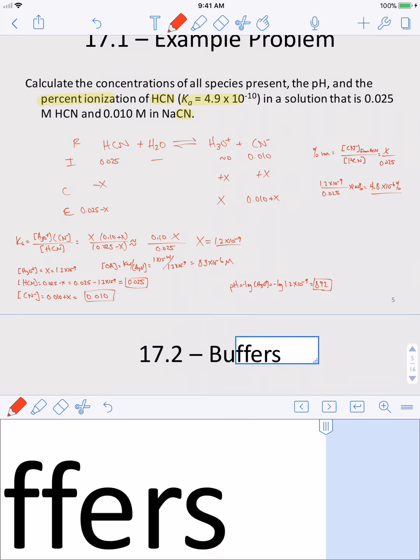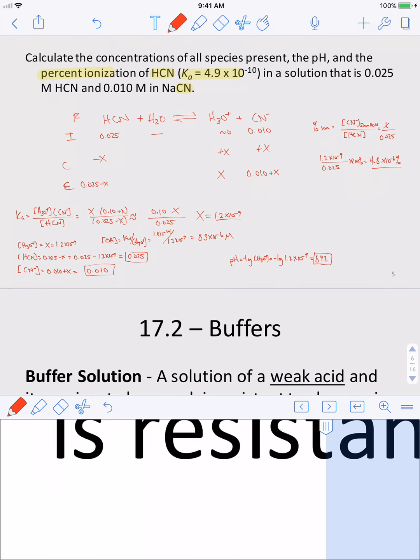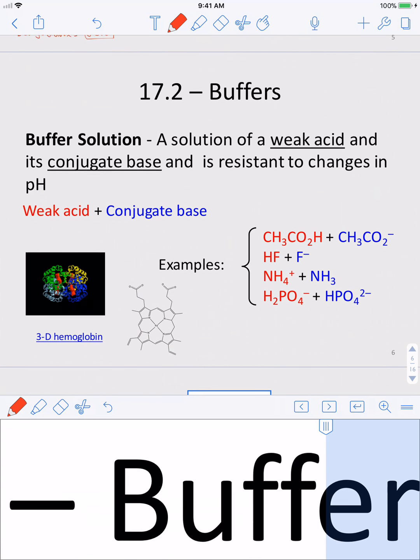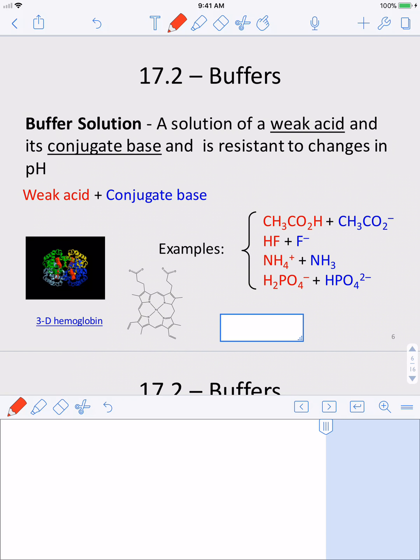All right. So the next concept is buffers. Buffers are really, really important. If there's one thing that my biologist friends should take from this class to your biology degree, it should be buffers. Buffers are solutions that resist changes to pH, and for biology this happens at very specific pHs.